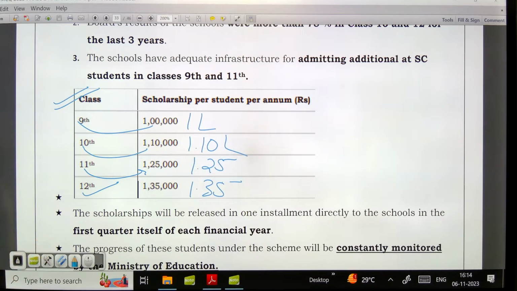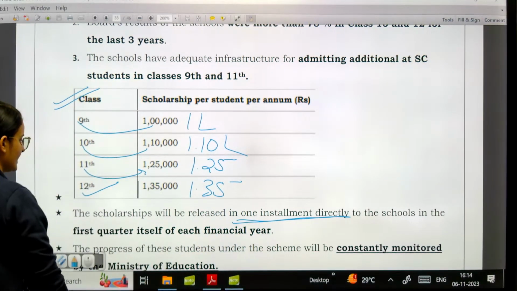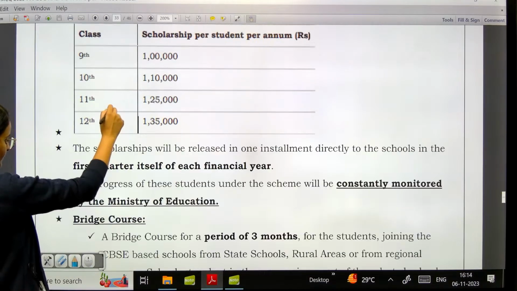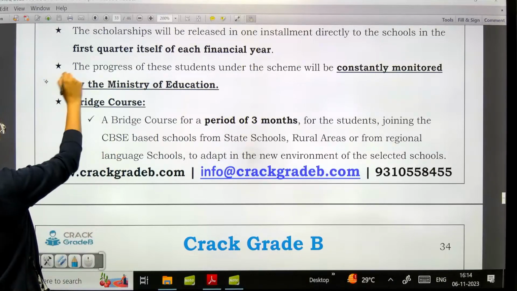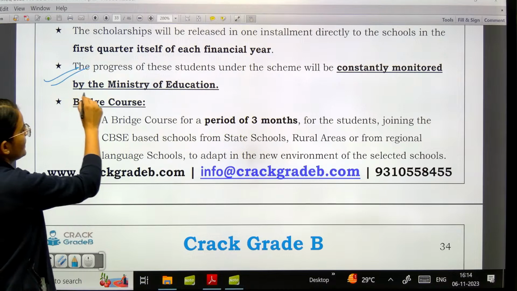Now the scholarship will be released in one installment. It will be released in only one installment directly to the schools in the first quarter of every financial year. And the progress of these students under the scheme will be constantly monitored by the Ministry of Education.